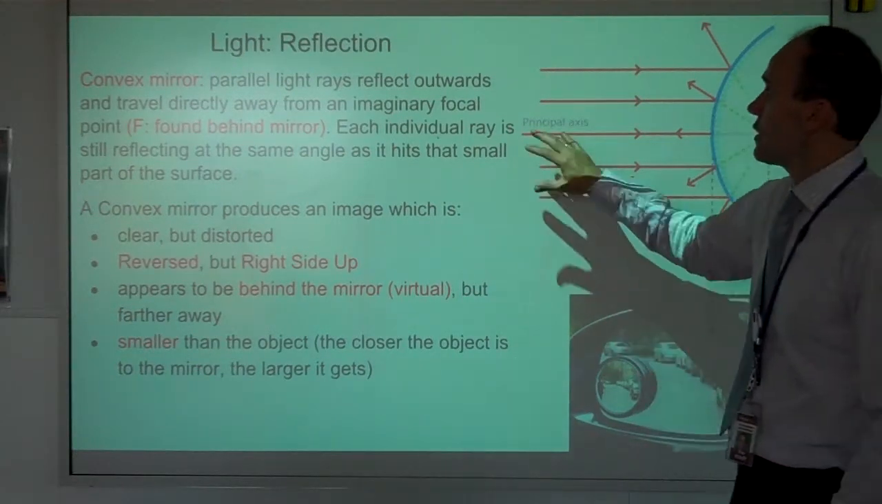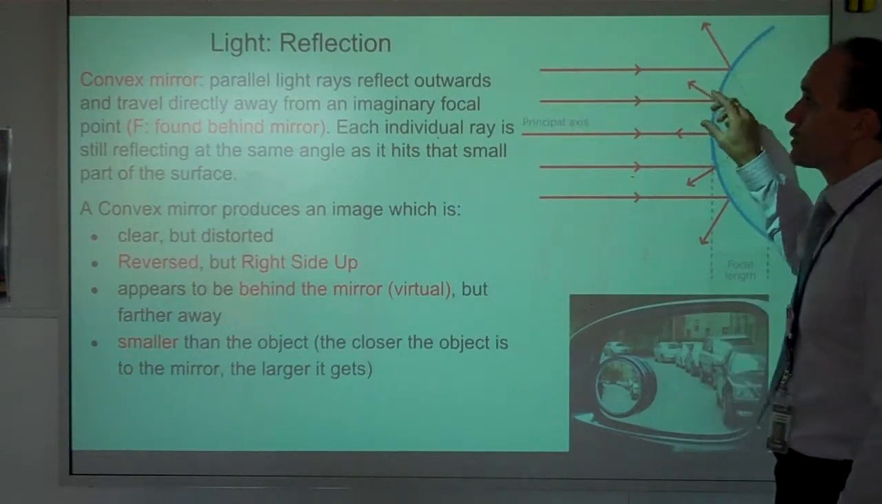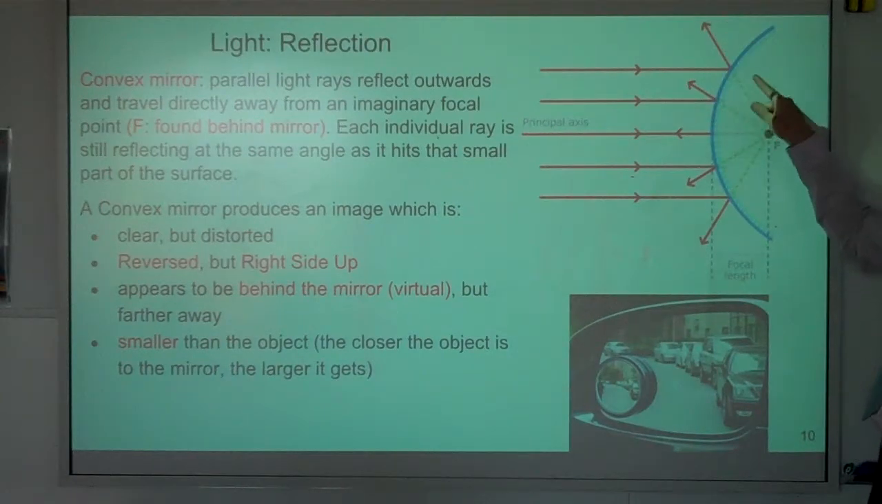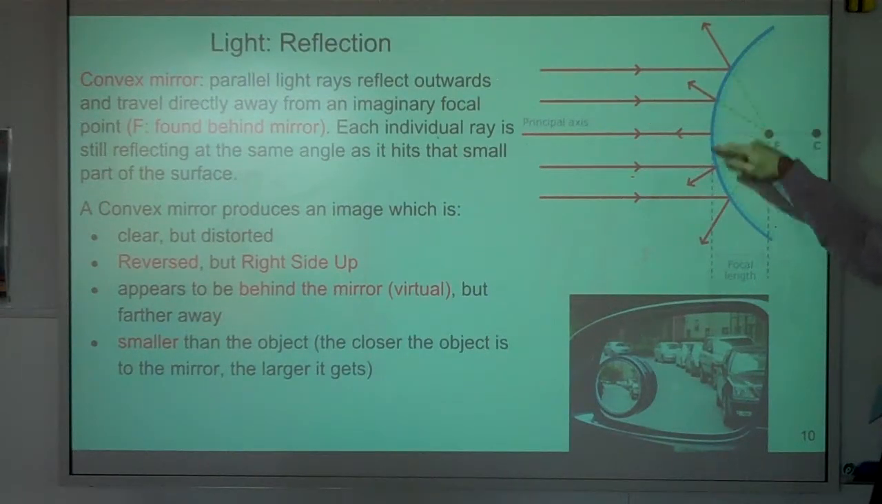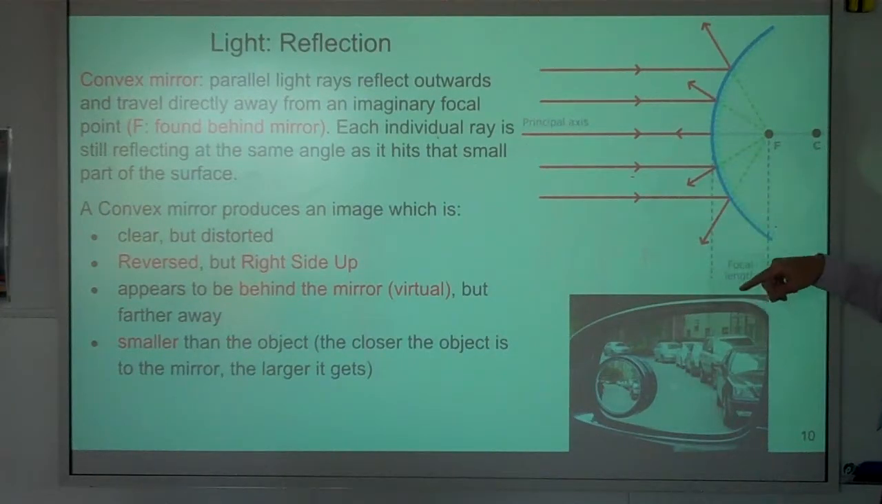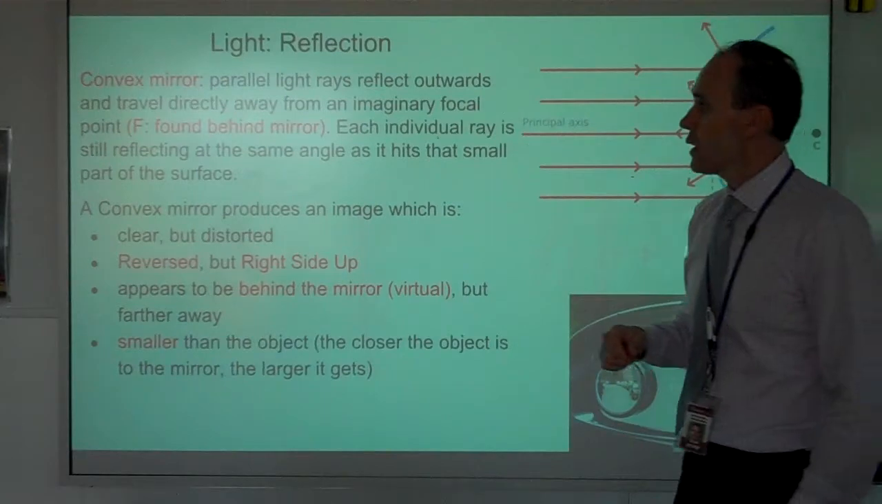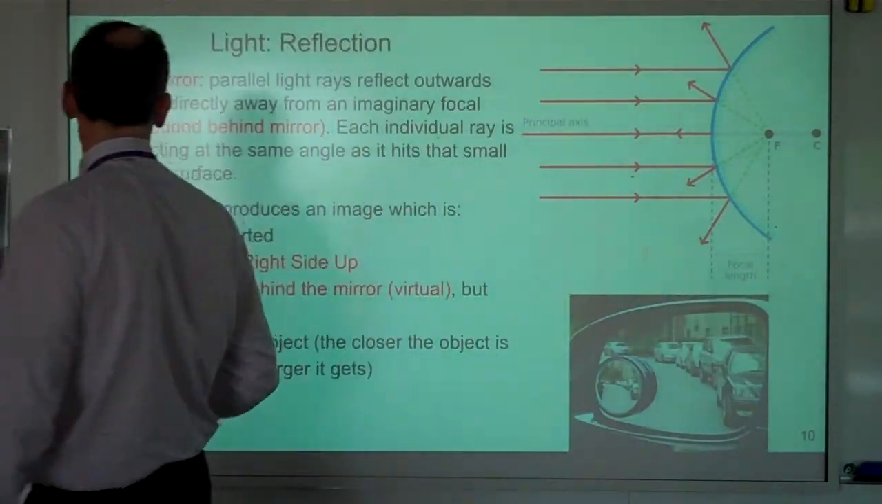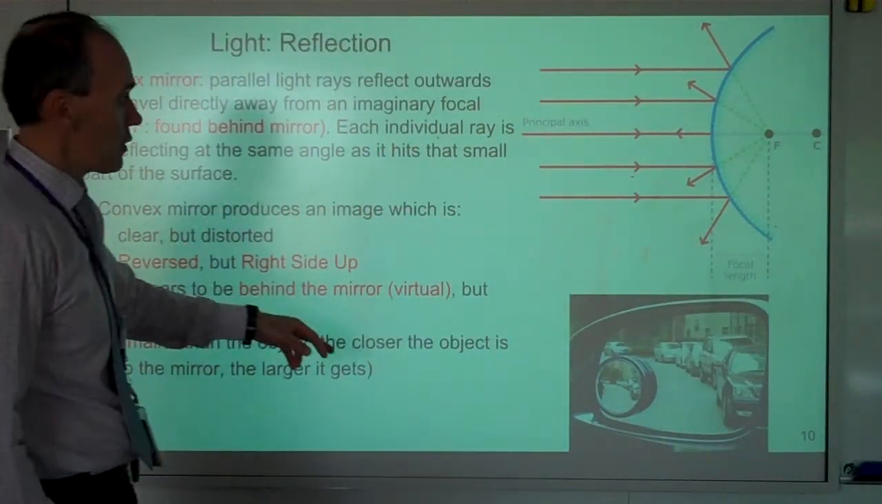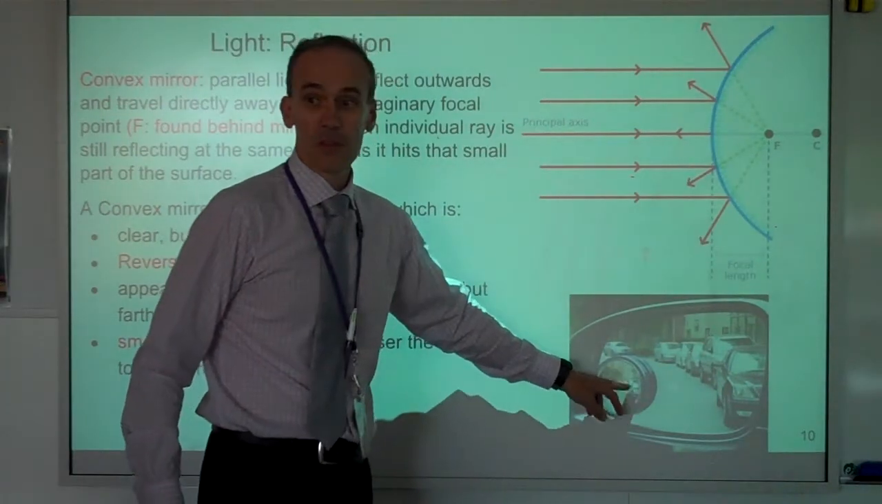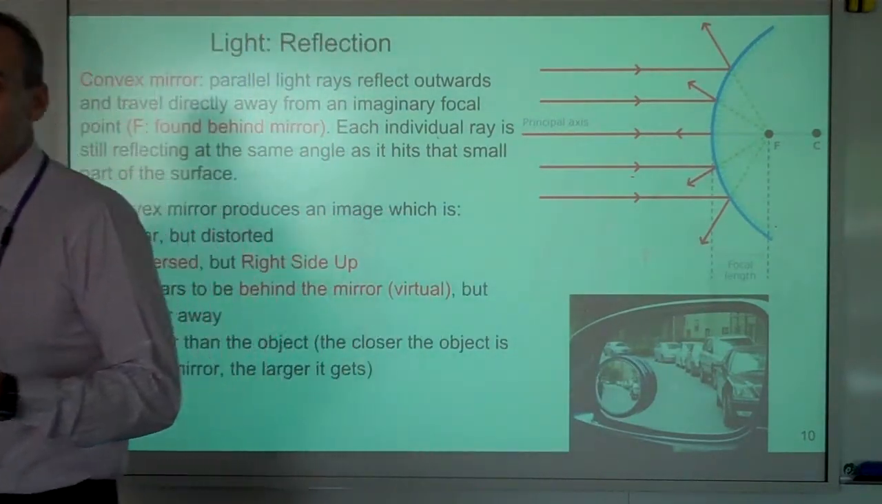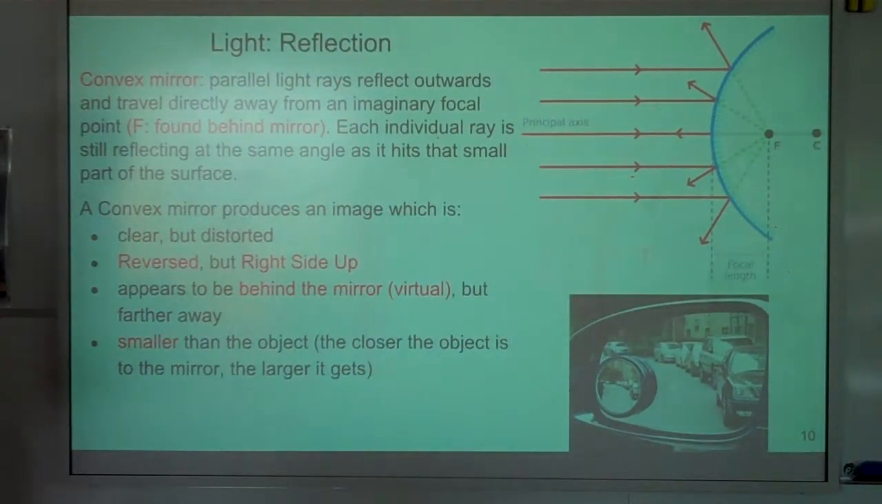Now, in a convex mirror, the rays of light reflect outwards and travel away from the focal point. Because of this angle, this is bouncing away from the focal point, so you have to draw these dotted lines in to calculate where the focal length of this particular mirror is. It produces an image which is reversed and right side up, which is useful for mirrors if you're driving. You don't want an image that's upside down and larger. That would be of no use.